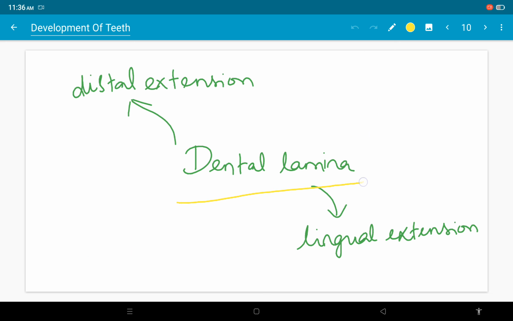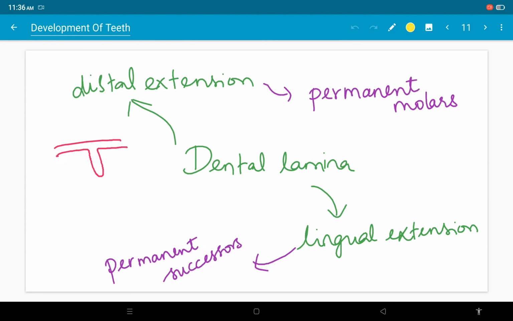So the dental lamina again has two extensions, distal extension and lingual extension. The dental lamina has a distal extension which will give rise to the permanent molars, and the lingual extension which will give rise to permanent successors. Let us be clear.